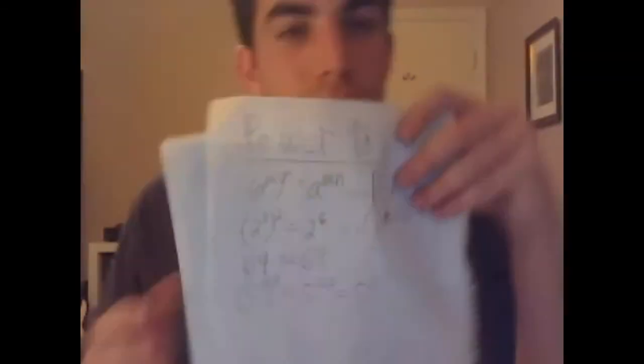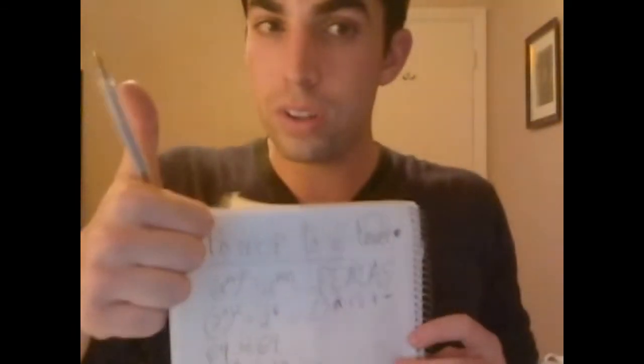5 to the 3rd to the 7th equals 5 to the 3 times 7 equals 5 to the 21st. Let's show it. 5 to the 3 to the 7 equals 5 to the 3 times 7 equals 5 to the 21st. Yes? Good? Okay. What if I have something that looks like this?